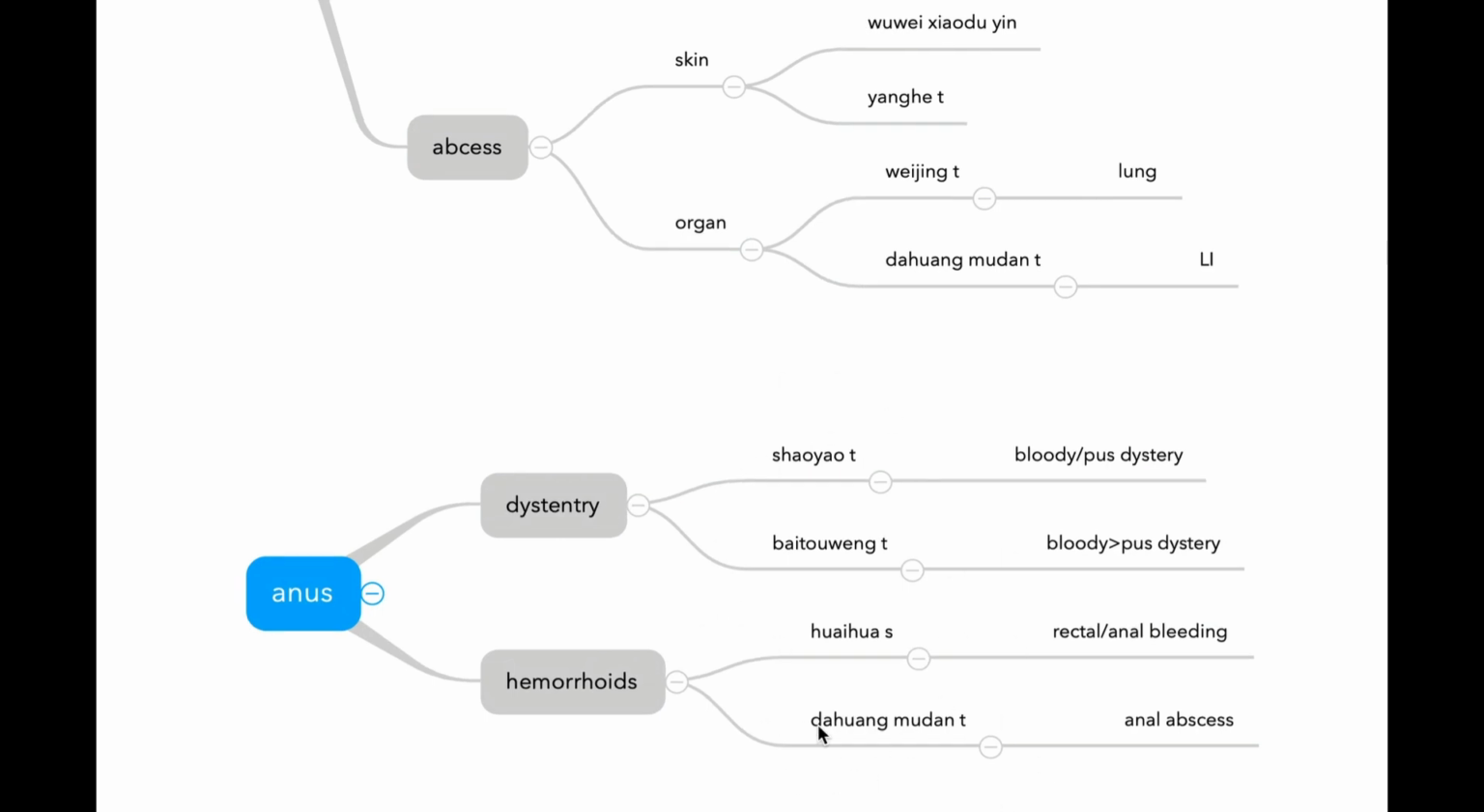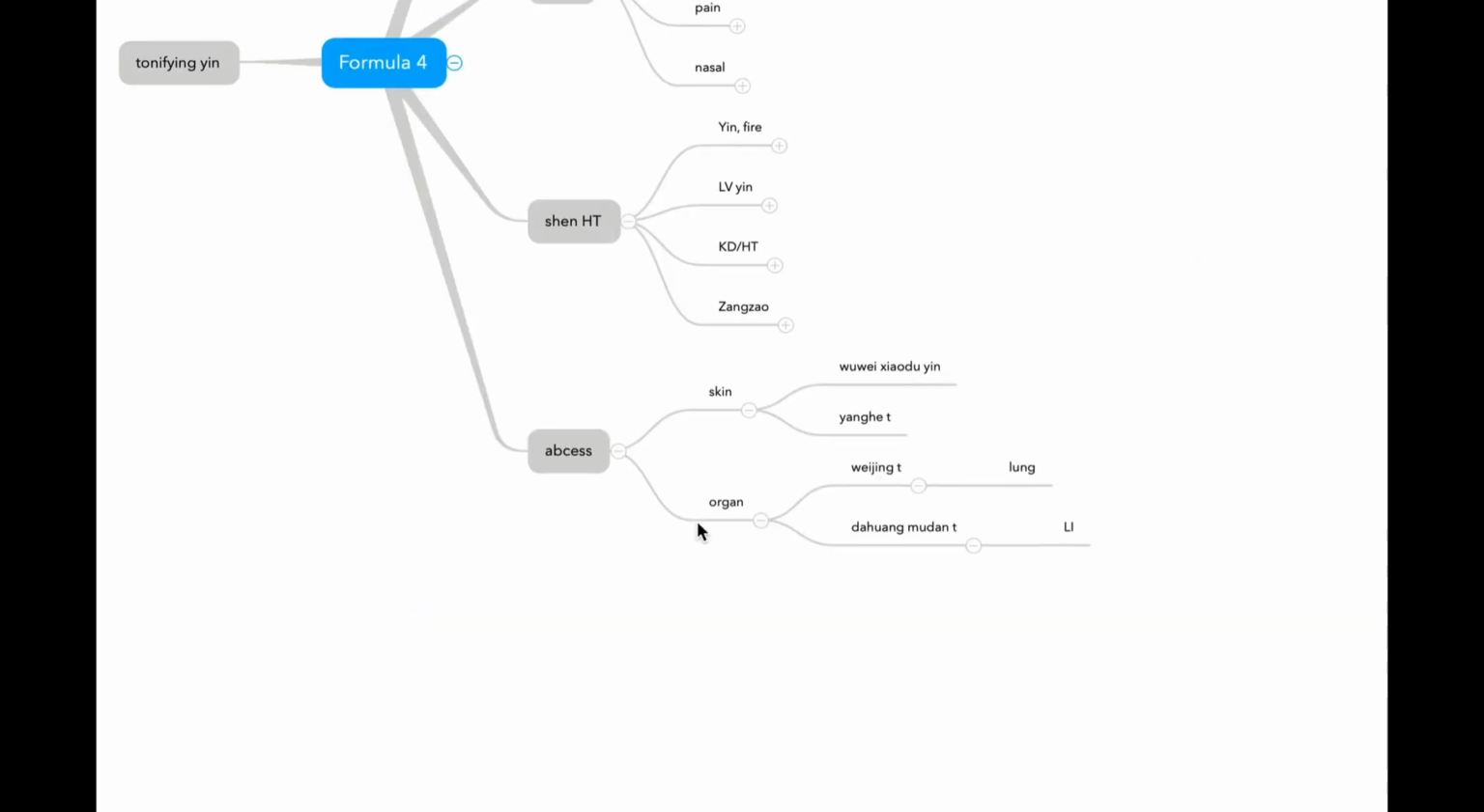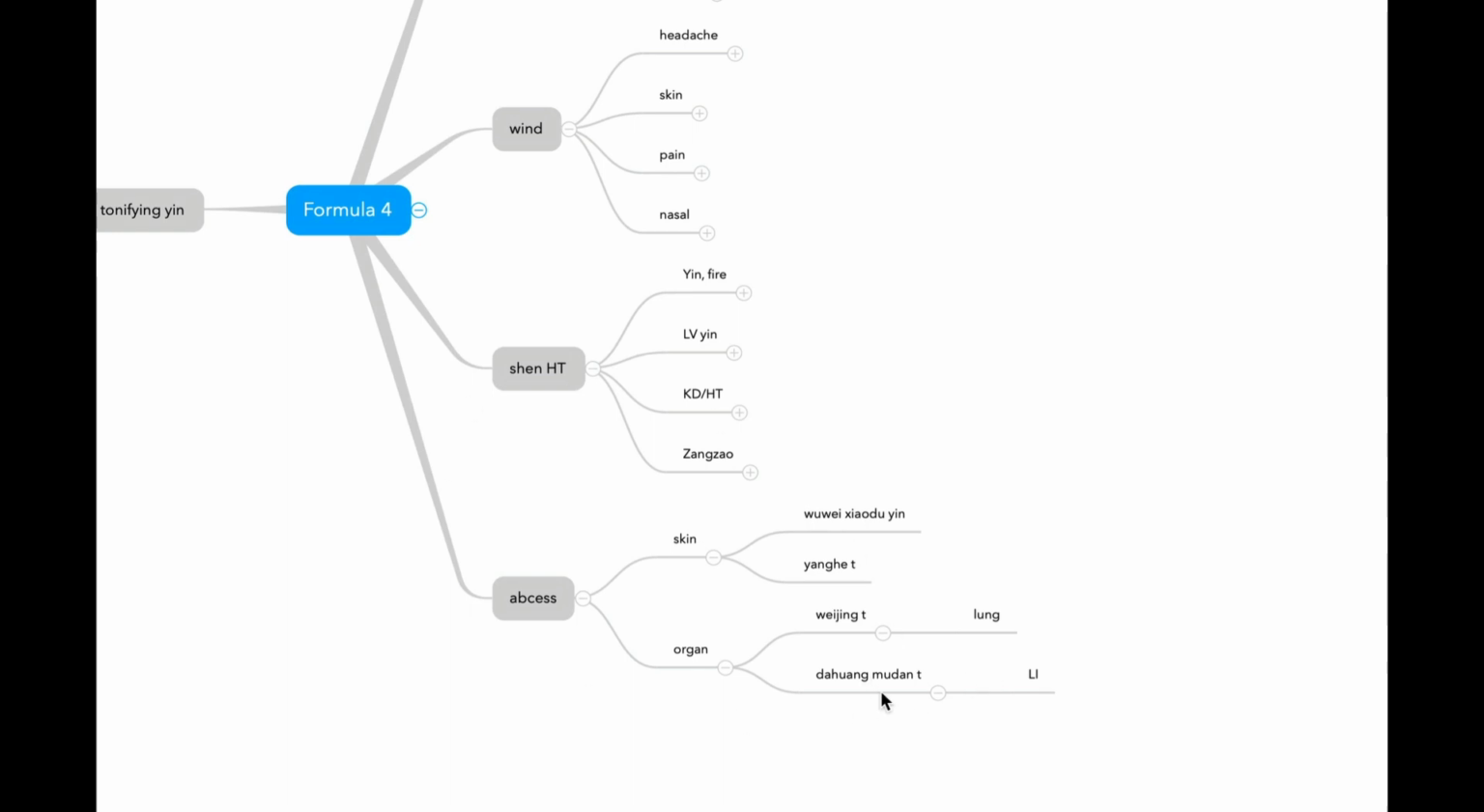So these formulas are kind of confusing when you finish. So Xiaoyao Tang, Baitouweng Tang, Huaihua San, and Dahuang Mudan Tang. And they all treat a very similar condition. Xiaoyao Tang, bloody dysentery. Baitouweng Tang, more bloody dysentery. Huaihua San, rectal anal bleeding, hemorrhoid. And Dahuang Mudan Tang treats the abscess, damp heat in the intestine. So let's summarize them to anus. And let's get back to abscess here.